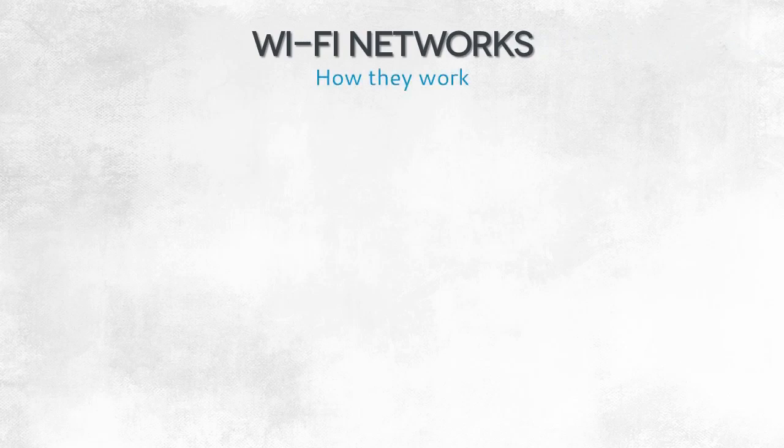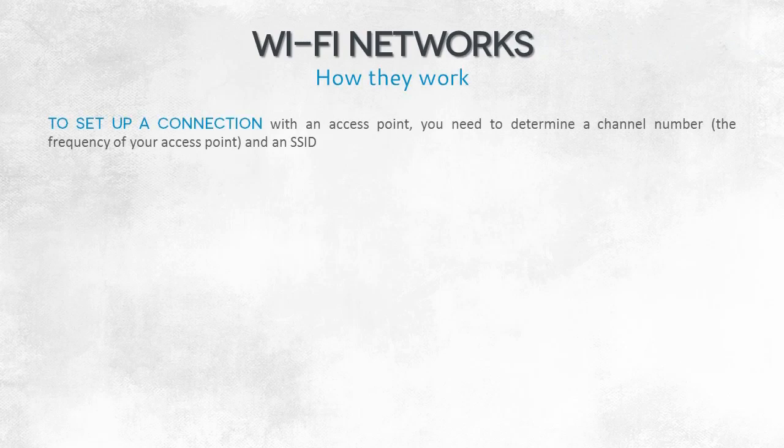Let's now briefly discuss the working principles of wireless LANs. To set up a connection with an access point, we need to determine a channel number, which is the frequency of our access point. Many access points might share one channel at a time. This means that there has to be a supplementary mechanism to identify and correctly associate the APs.